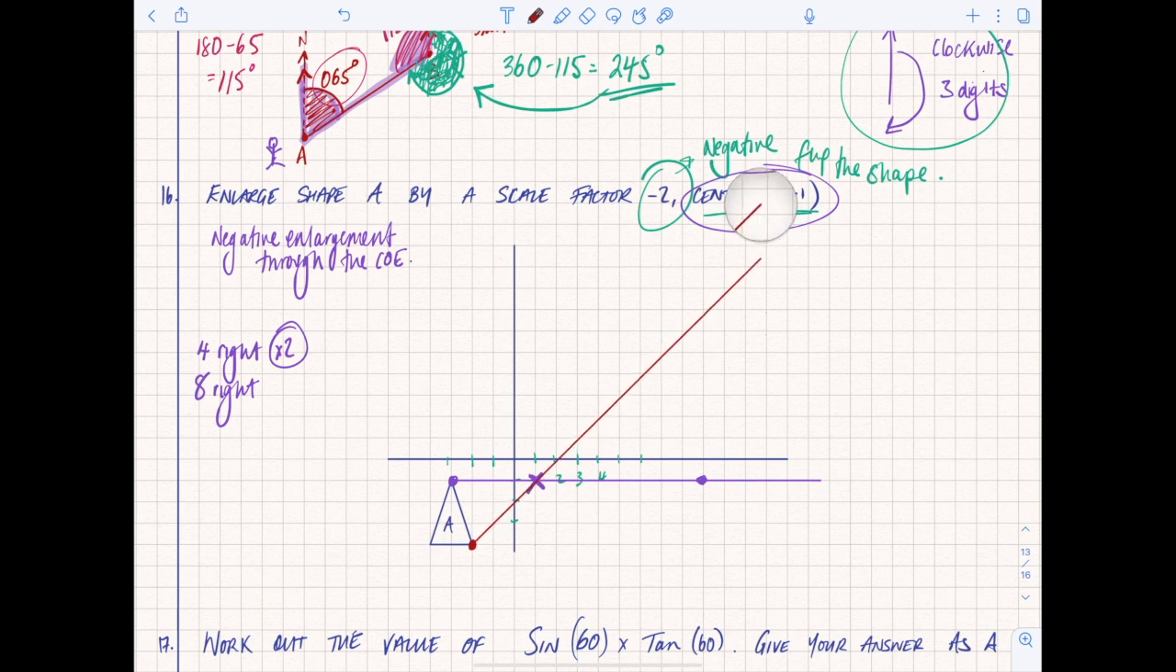Okay, so it goes through the centre of enlargement, and I'm keeping it. You can see there that it's really clear that that goes through the corner, through the corner, through the corner, all the way through and out the other side.